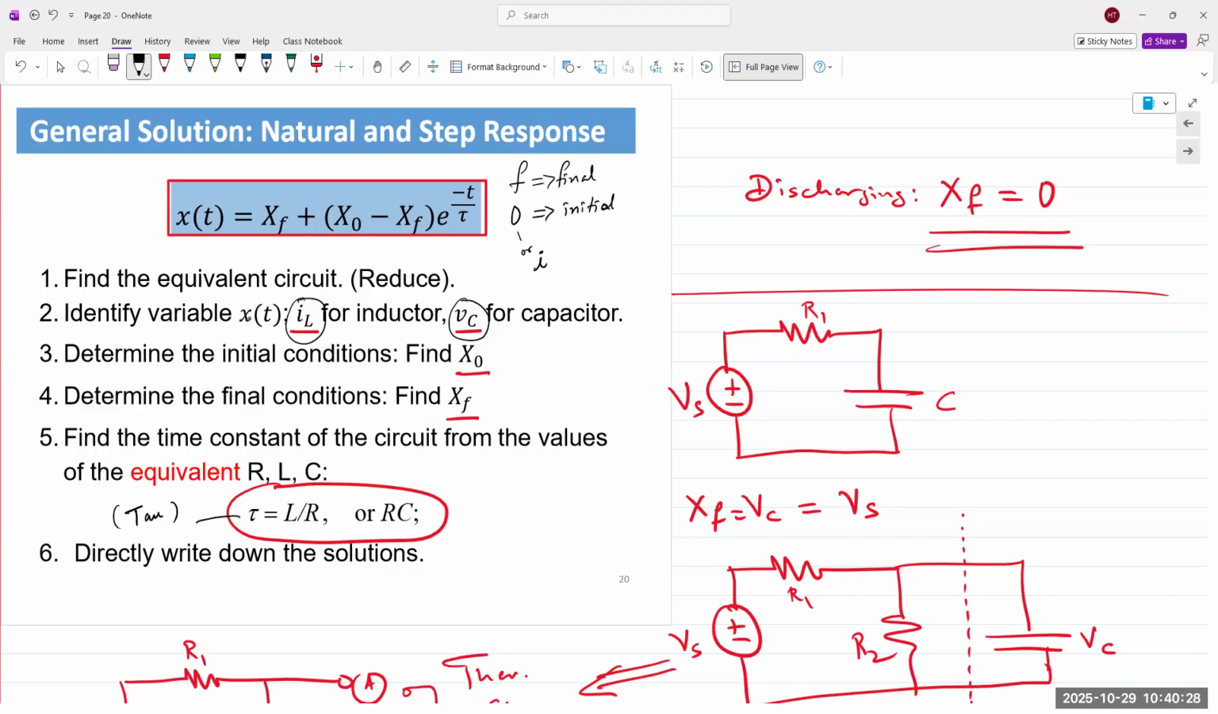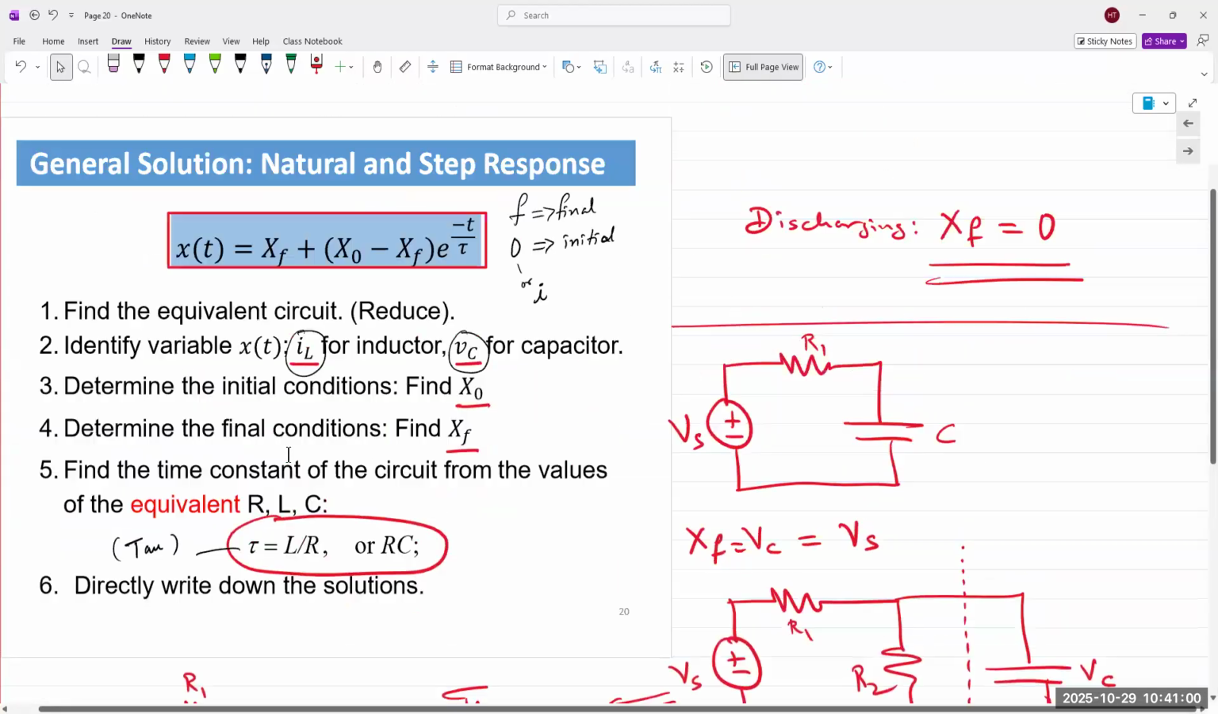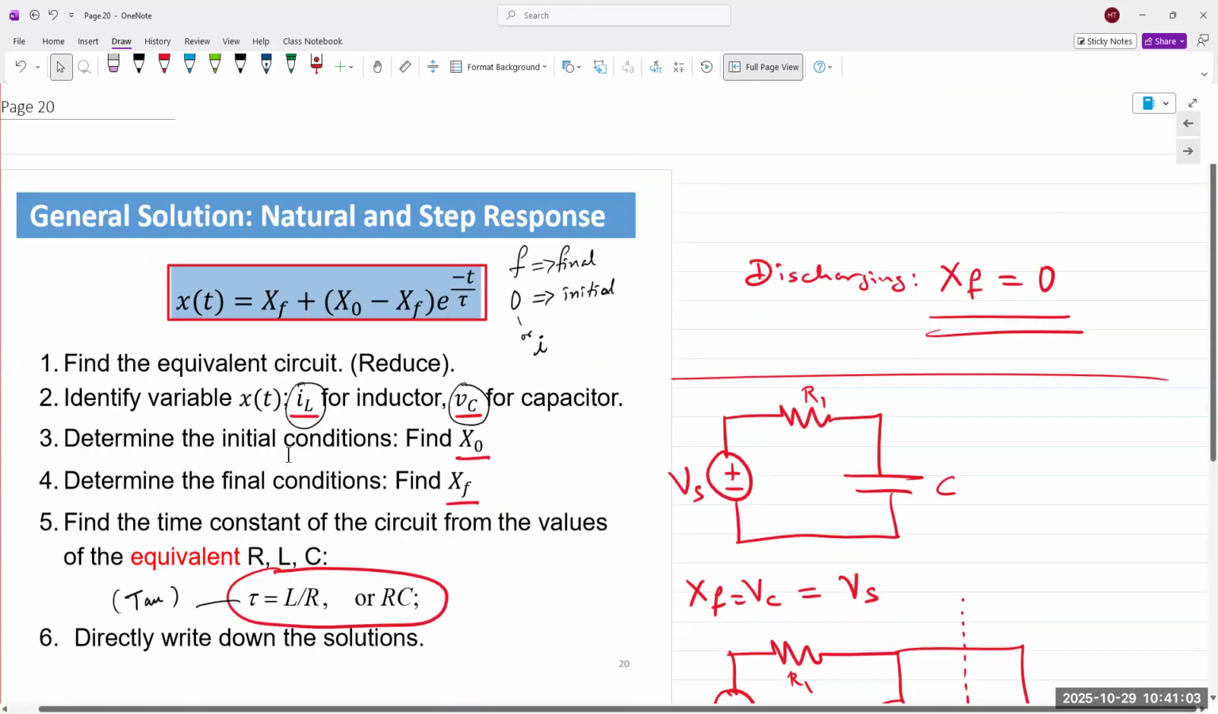Okay, so these are pretty standard. You don't have to memorize any of this, but you definitely do have to understand this in order to apply it. So there's only three things in here: XF, X0, and tau. That's it. And then I'll talk a little bit about both charging as well as discharging phase. Don't worry about anything on the right for now.